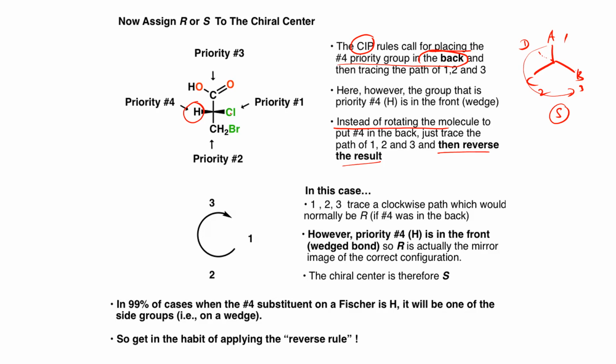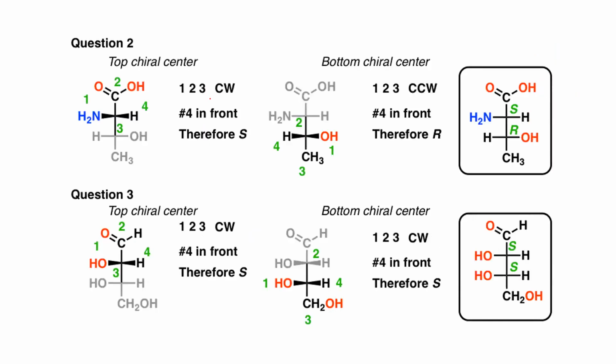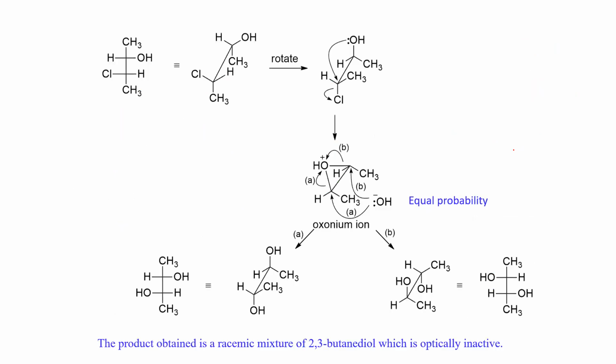So in this case, this is 1, 2, 3, it looks like R, but since the least priority group is coming towards you, you reverse that. Therefore the absolute configuration of this carbon is actually S. That is how we do that. There are more examples where we can see how we have determined the S and R, and you can follow the same method that I explained now.